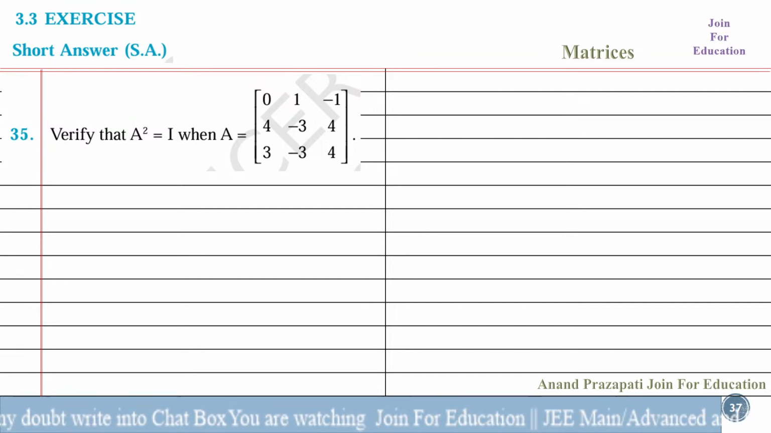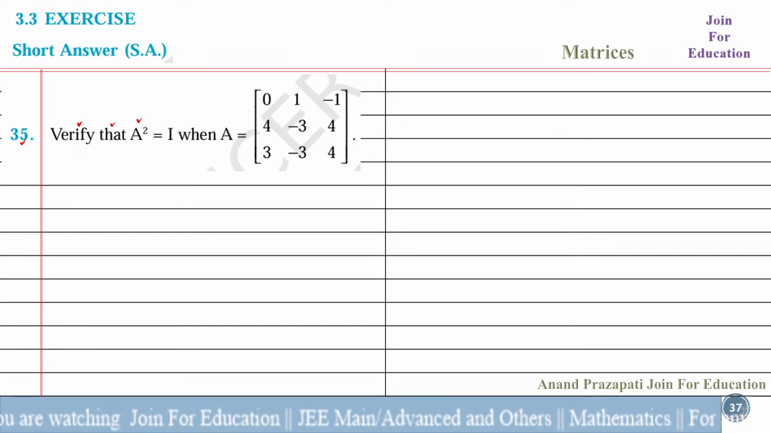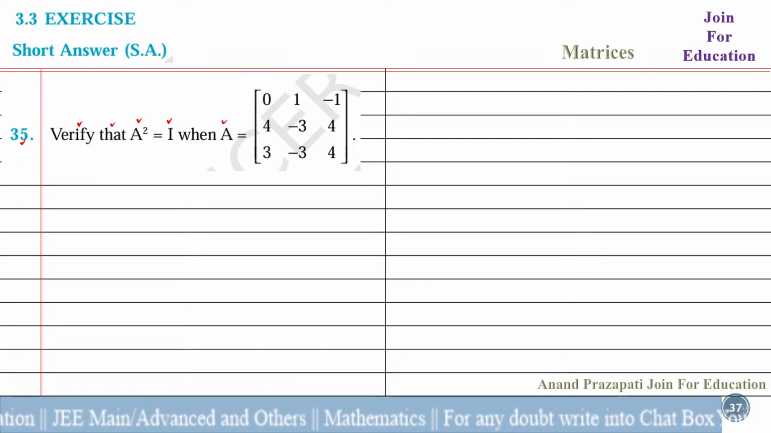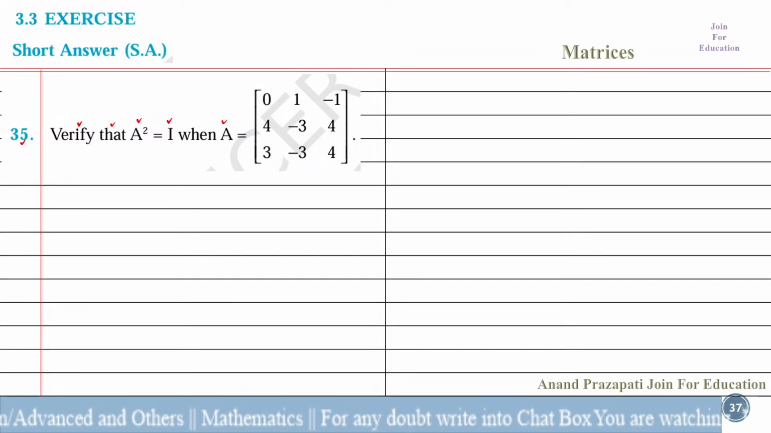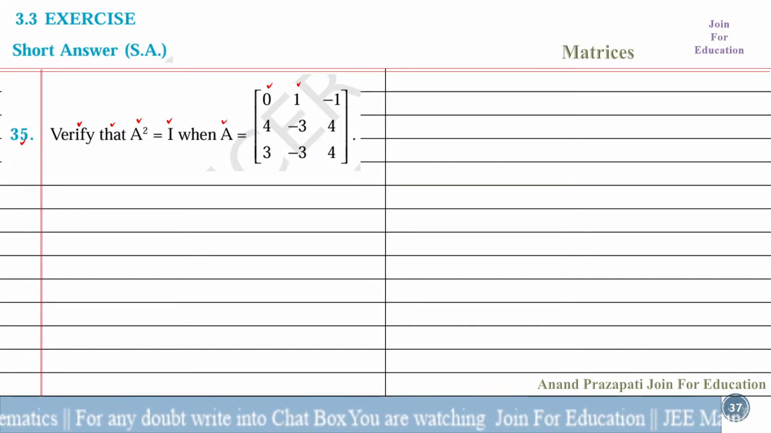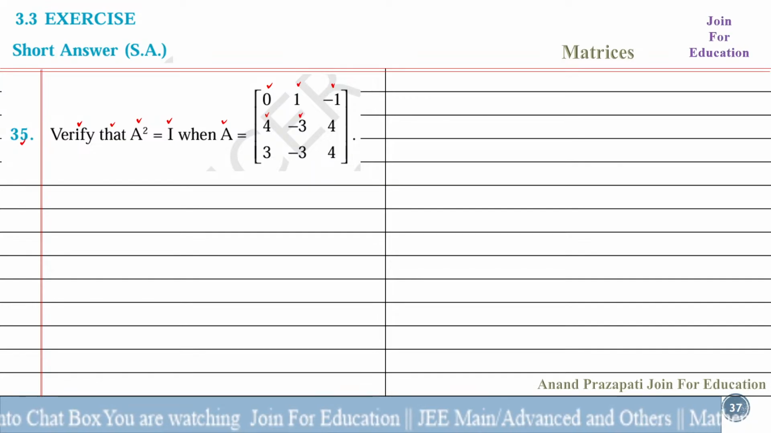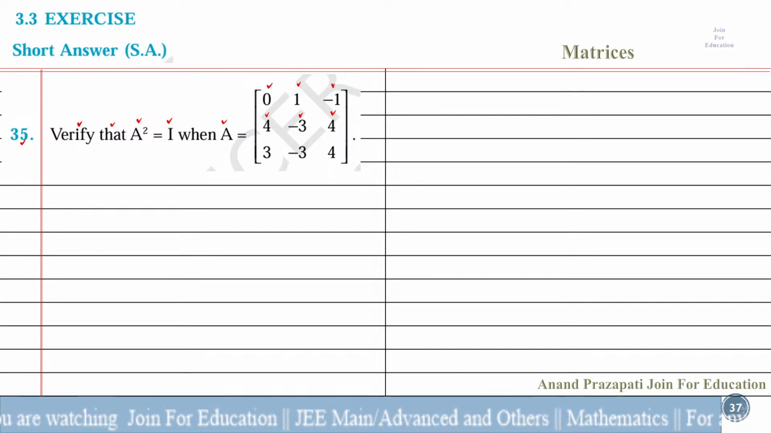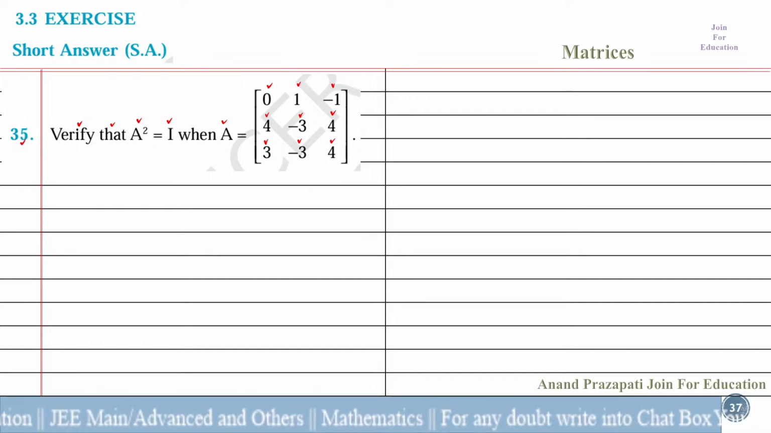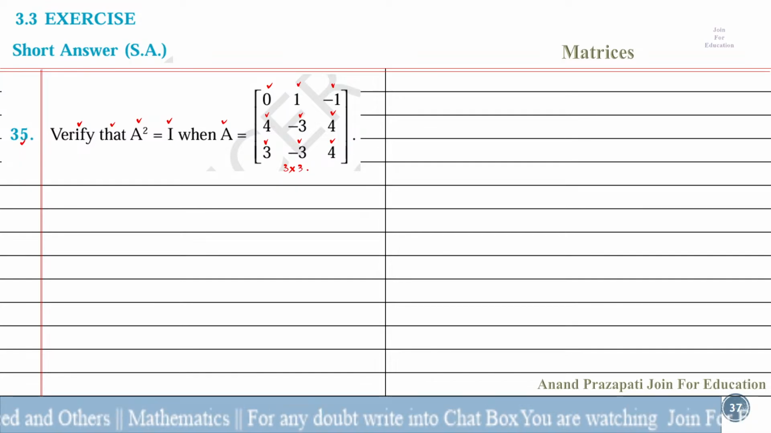Let's see question number 35. Verify that a square equal to identity matrix when A equal to the matrix with elements along first row 0, 1, minus 1, along second row 4, minus 3, 4, along third row 3, minus 3 and 4. Order of the matrix A is 3 by 3. Let's see the solution of this question.